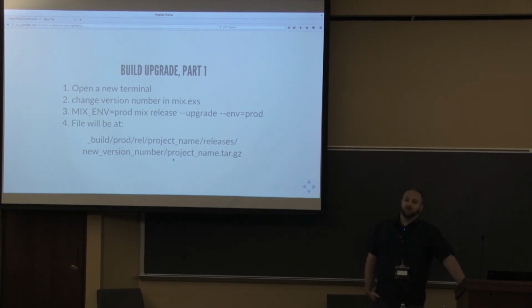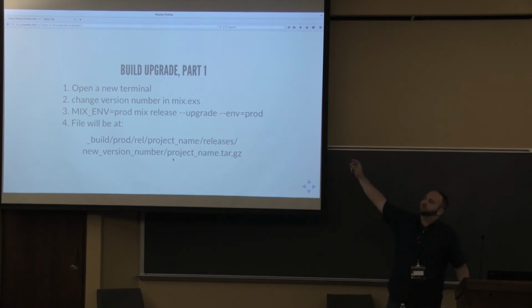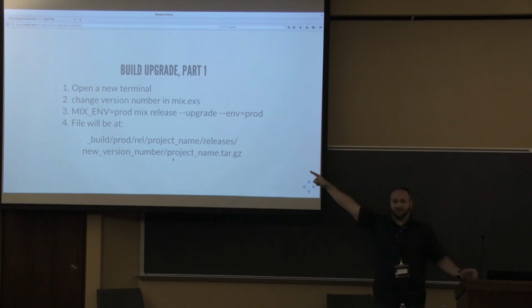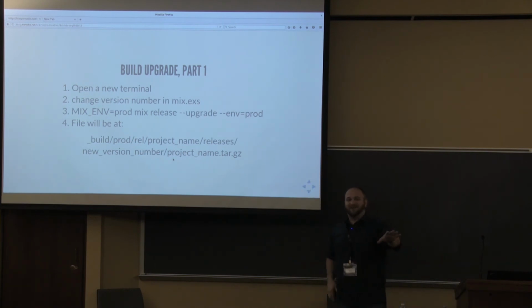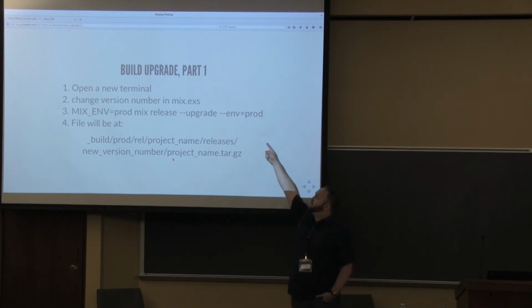We open a new terminal because, of course, we're connecting to a REPL in the first one, so we need another one. You change the version number in rel.exs. No, mix.exs, that's right. This is mix.exs. This is actually correct. It's not an error. I've made many of them today, but not this one. You change the version number in mix.exs, which is where you tell Elixir which version of the app is being compiled. Then you run MIX_ENV=prod mix release --upgrade, and then the environment.